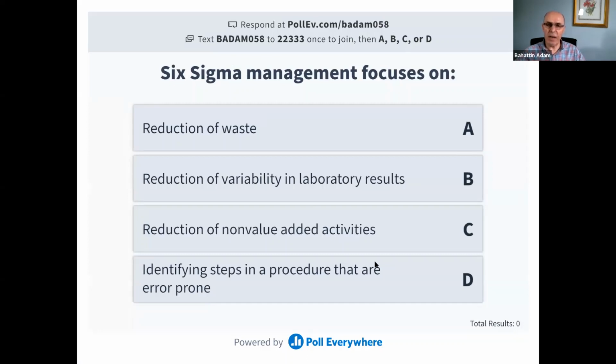Now, Six Sigma management focuses on which of the following? There are two management systems that we implement in the clinical laboratory, Lean and Six Sigma. Each of them focuses on a different area. Now you have to know what Six Sigma focuses on. Okay, go ahead.